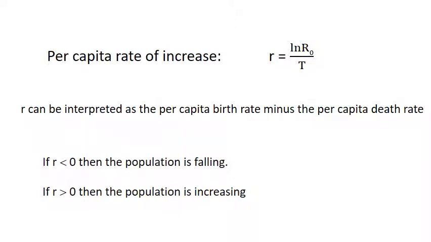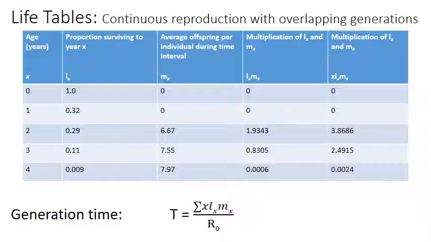So now we can calculate per capita rate of increase. This is the log of net reproductive rate divided by generation time. Per capita rate of increase is usually written as the letter R, and it can be interpreted as the per capita birth rate minus the per capita death rate. So if R is less than zero, then the population is falling, and if R is greater than zero, then the population is increasing.